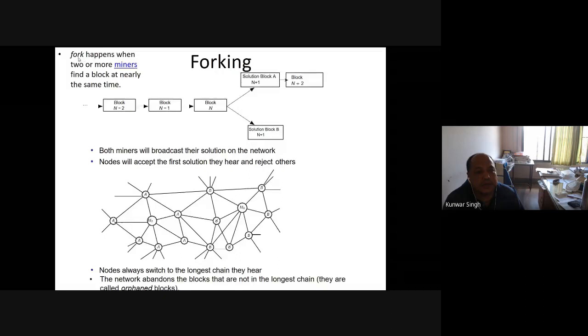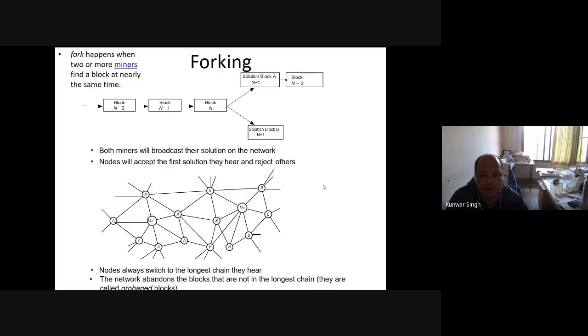So, forking. Forking happens when two or more miners find a block at nearly the same time. This is possible because everybody is trying to solve the puzzle, and whoever is able to solve the puzzle has the right to add that block into the blockchain, and he will be rewarded with money. So people will be trying to solve that puzzle.